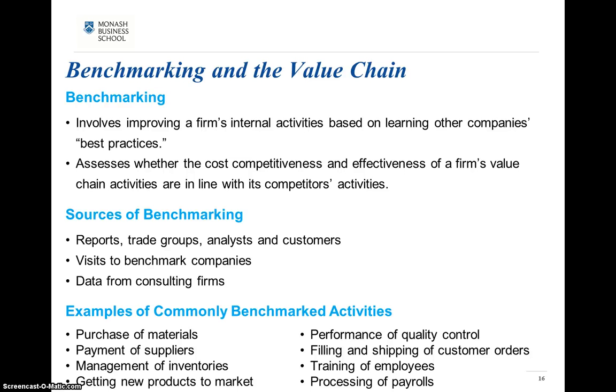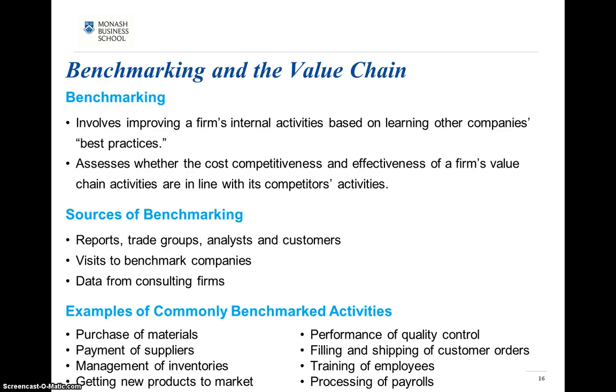The last thing we're going to talk about in relation to the value chain is this concept of benchmarking. And we're going to go over this later in the semester in more detail. But the important thing to understand about it now is that it does involve improving a firm's internal activities based on learning other companies' best practices. And these best practices do tend to be linked to the value chain activities.